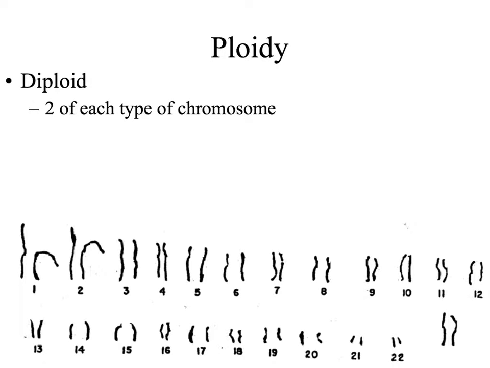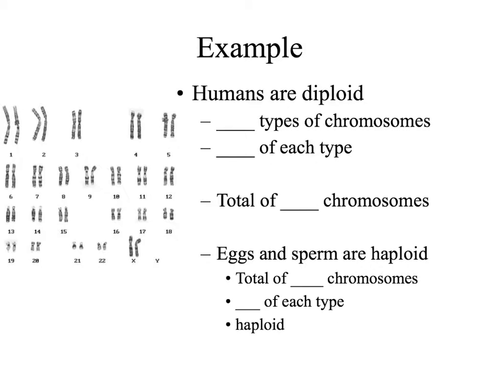Diploid cells have 2 of each type of chromosome. So in the karyotype below, we see that each type of chromosome has 2 distinct chromosomes. So because there are 2 of each type, we say that the cell is diploid. Adult humans are diploids. Humans have 23 types of chromosomes in our cells. Because these cells are diploid, it means they have 2 of each type of chromosome.